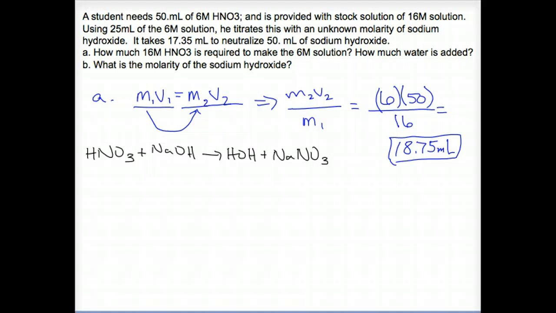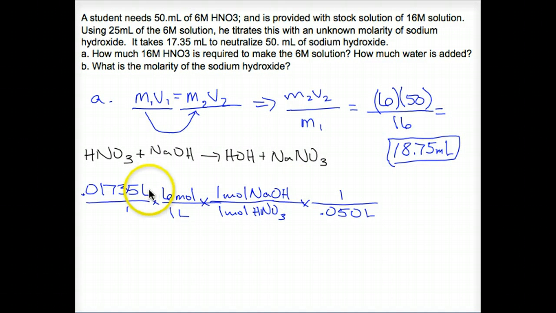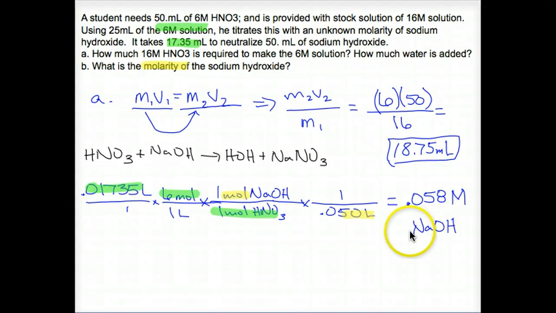First, you better double check and recognize you need a balanced chemical equation, so we know everything's 1 to 1. When we set it up, we start with the molarity of our known. The molarity of our known is the 6 molar, and we know it took 17.35 mL. So my HNO3 was my known. Then I want to go to the sodium hydroxide, and I need the molarity of the sodium hydroxide, which means I need moles over volume. So that's what I set up here. Now solve. Multiply by the top, divide by the bottom, and you end up with a molarity of 0.058. That's all there is to it.